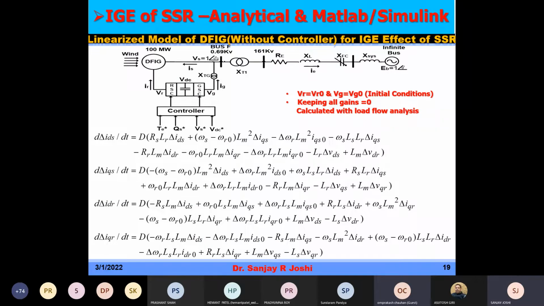These are the state equations of this system. Remember, the controllers are not modeled here for simplicity. The three-phase voltage at the output of the rotor side converter is set to 0, and the generator terminal voltage is VG0, the initial condition. We normally run the load flow and then calculate it. All the gains of the controllers are set to 0, which means the system is operating in open loop. I am not going into the detail of the mathematics.